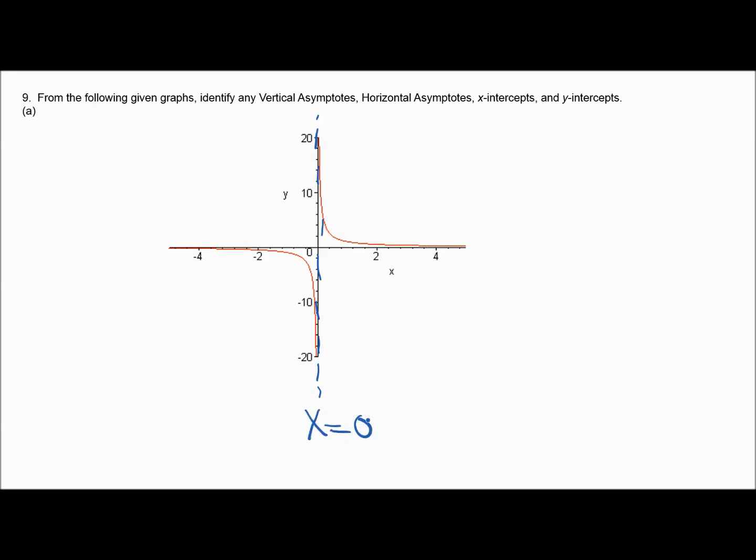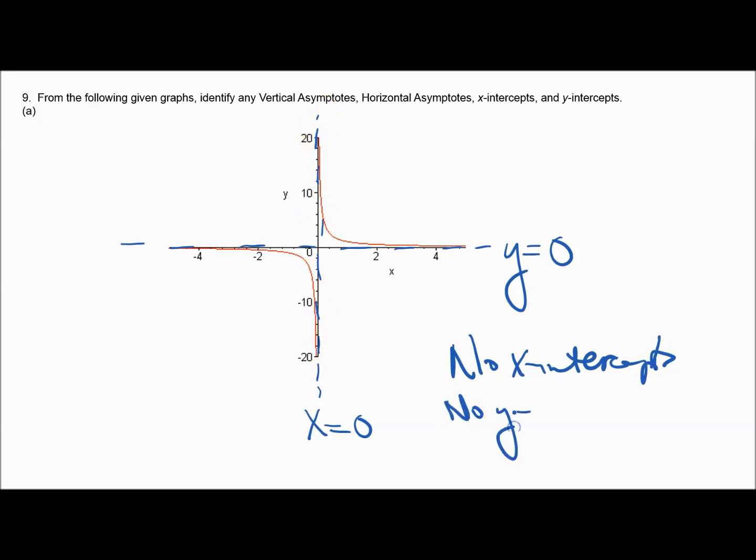So if you'll remember, vertical asymptotes are always x equals, whereas horizontal asymptotes, which you'll see one right here, are y equals. And this horizontal asymptote is y equals 0. The graph does not intersect the x-axis at all, so there are no x-intercepts. The graph also does not intercept the y-axis, so there are no y-intercepts.